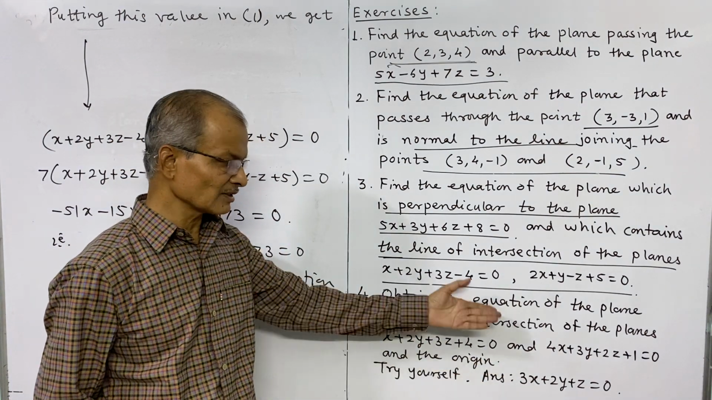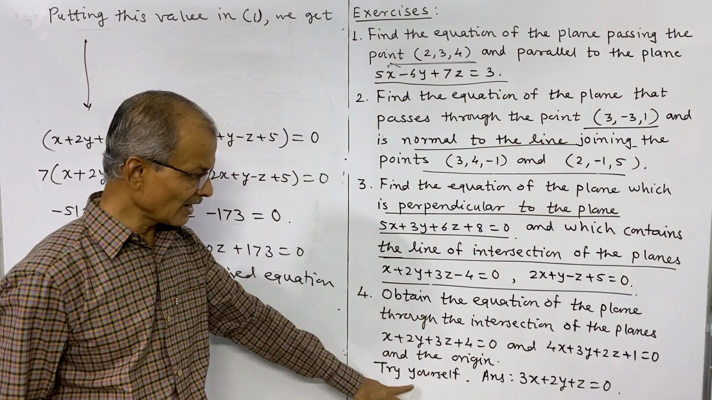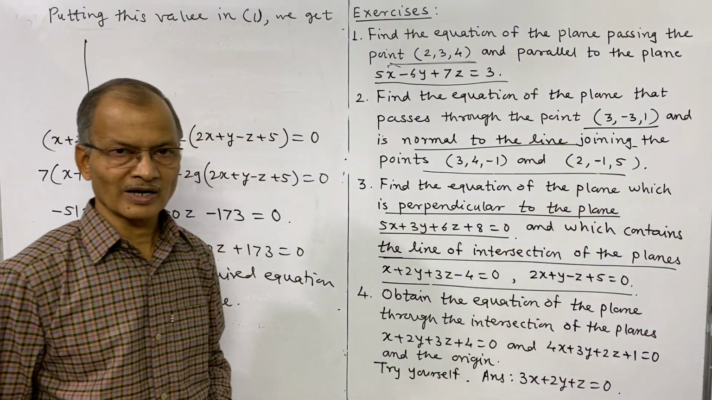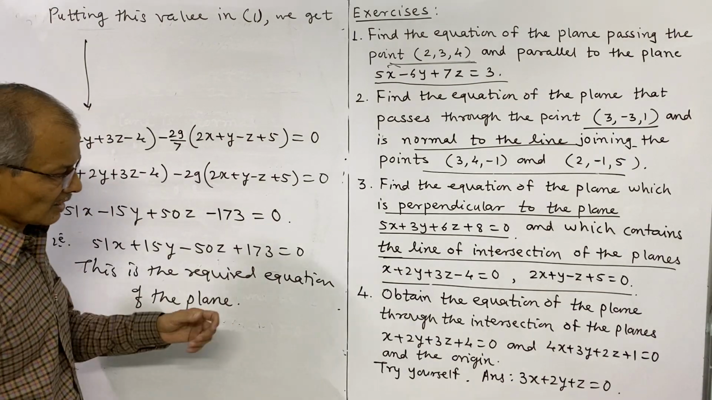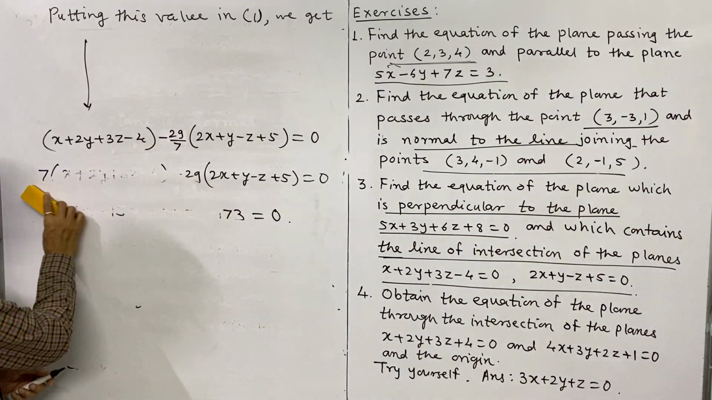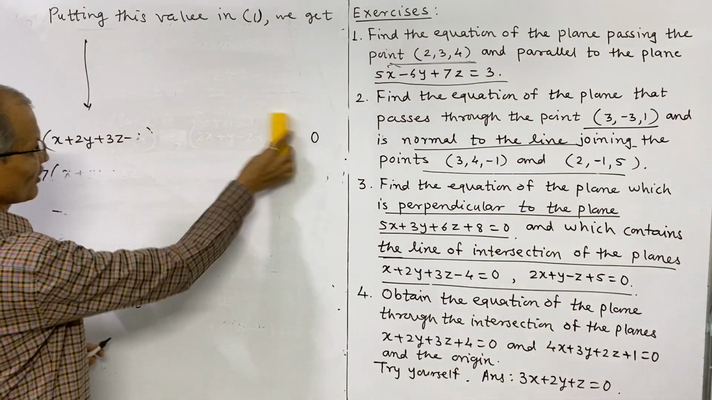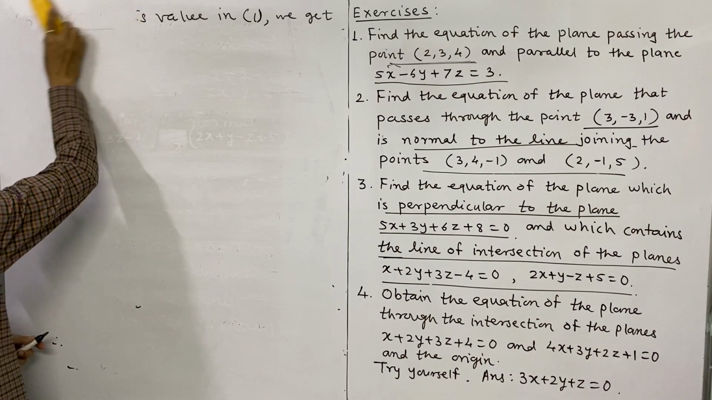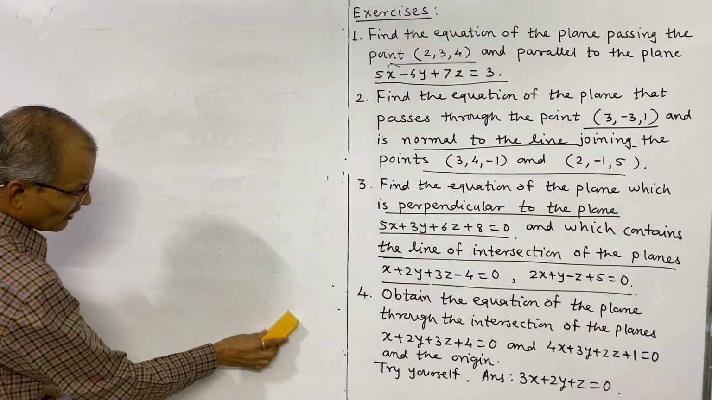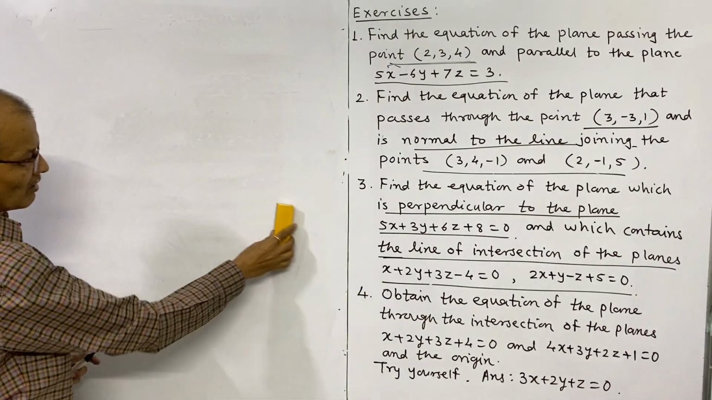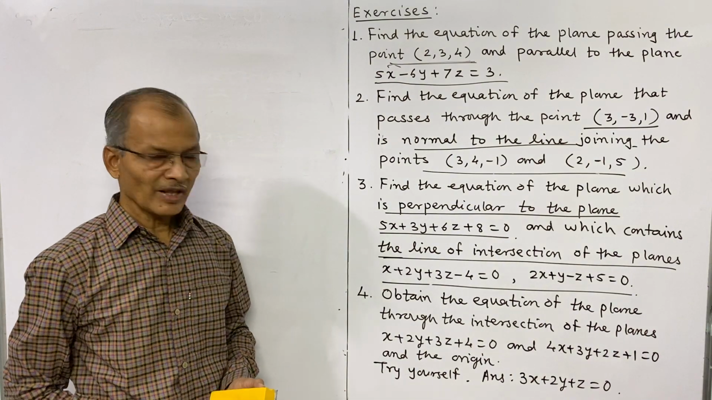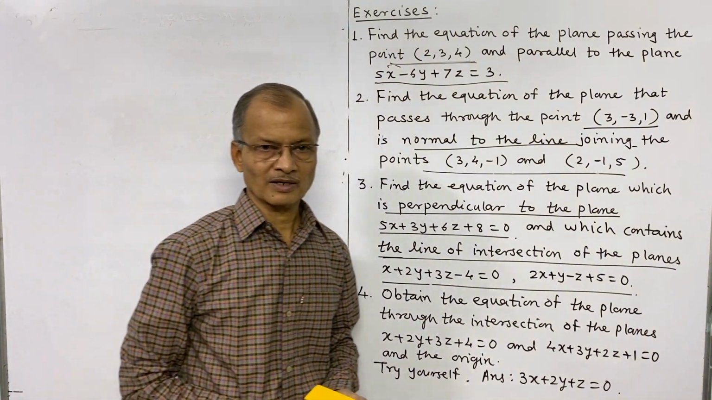So these coordinates must satisfy the equation. From that get the value of k, and putting the value of k in the first equation we will get the required equation of the plane. So the last problem you try yourself. Please try to solve the fourth problem yourself. In this way we can determine the equation of a plane using the system of planes or the given conditions in the problem. So the remaining part we will continue in our next lecture. Thank you.